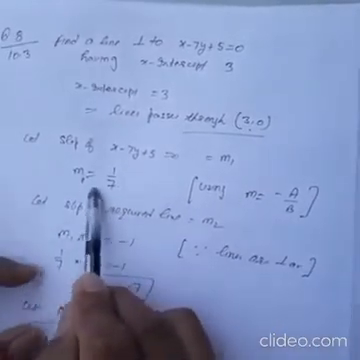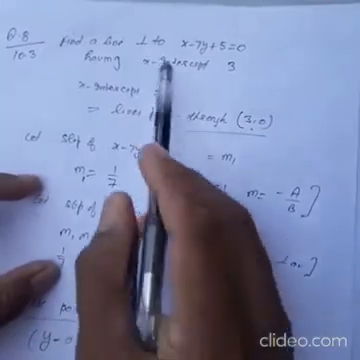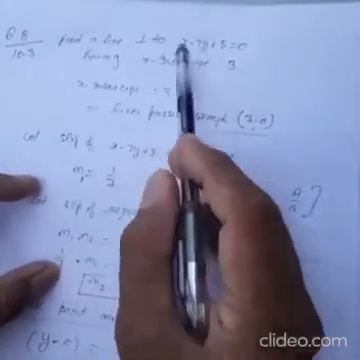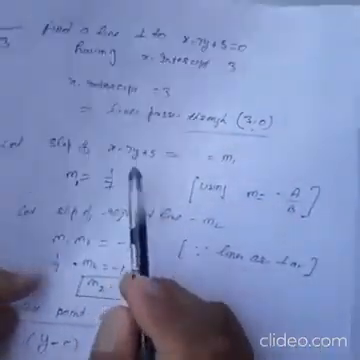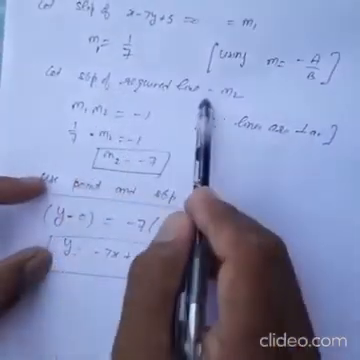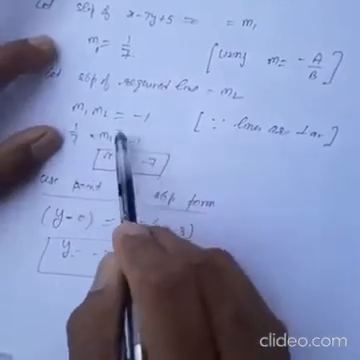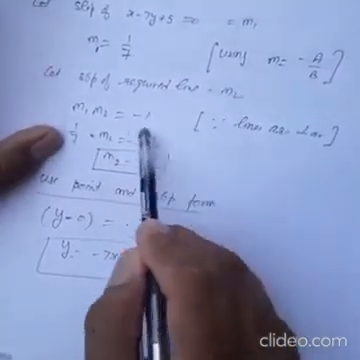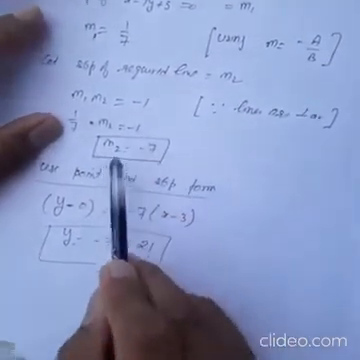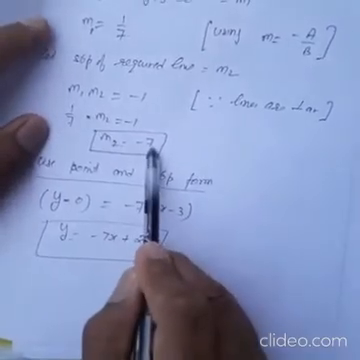Now we are given the slope of the given line. Find the slope of the required line. The required line is perpendicular to this, and perpendicular means the product of their slopes will be minus 1. So 1 upon 7 into the slope of the required line, let it be m2, is equal to minus 1. Find the value of m2, it will be minus 7.